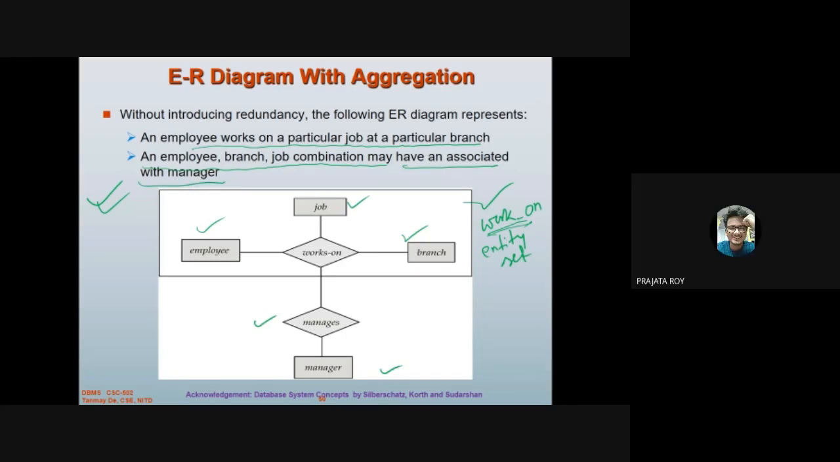Yes sir. Can you repeat again, sir? What is the name of this aggregated entity set? This work on, that is, this box. I just changed the color.